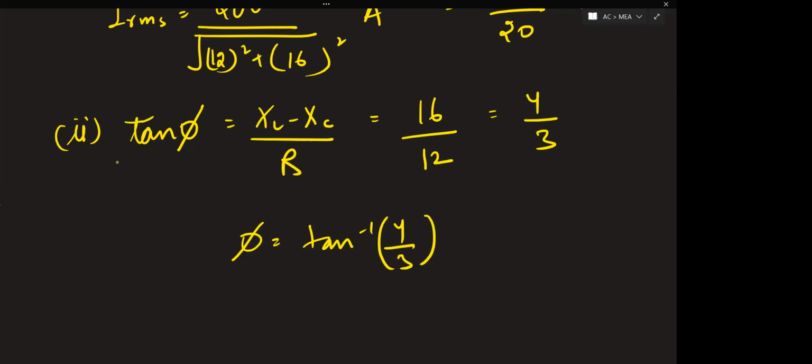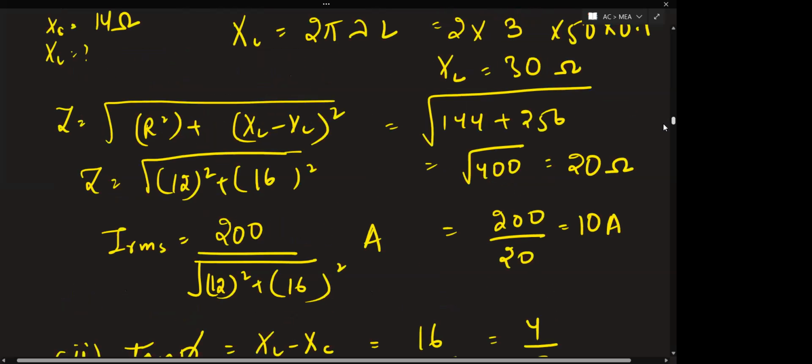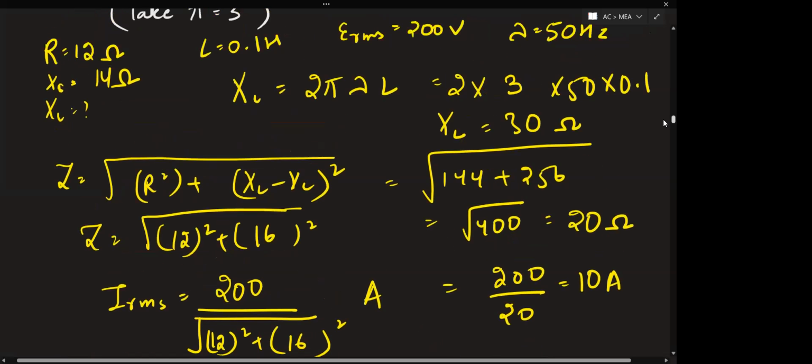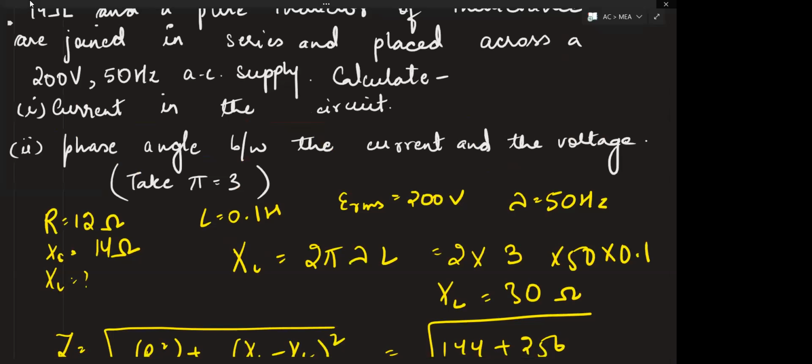Tan phi, see, tan phi is what? XL minus XC by R. XL minus XC is 30 minus 14 by R. So that will give you this. And if you take the inverse trigonometric function, you will get phi. IRMS is given by ERMS by Z. Z is calculated using the simple formula that we have done. So note this question down and text me when you have done. Then I'll stop the class and you all can leave.